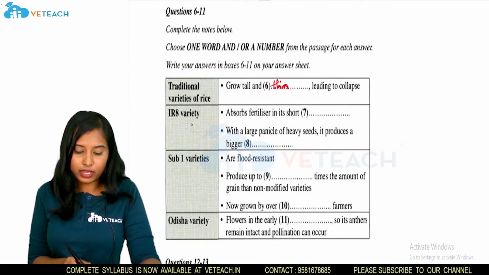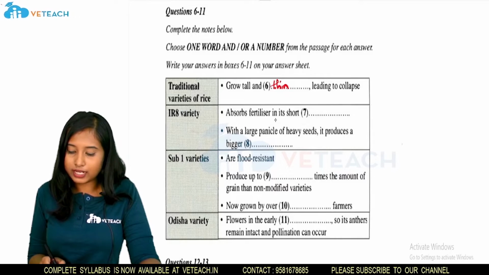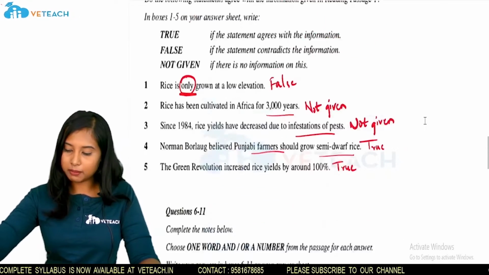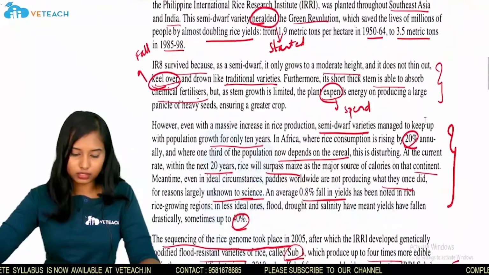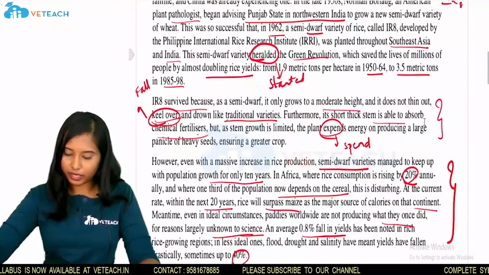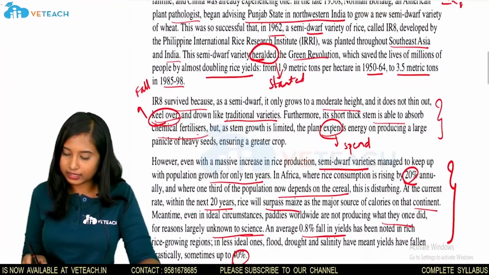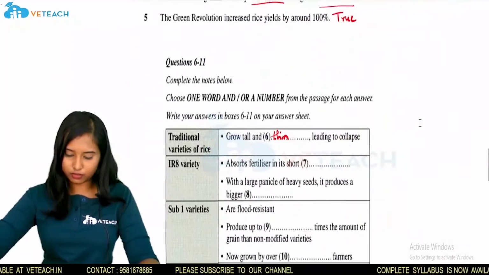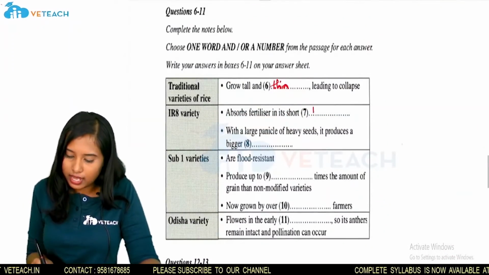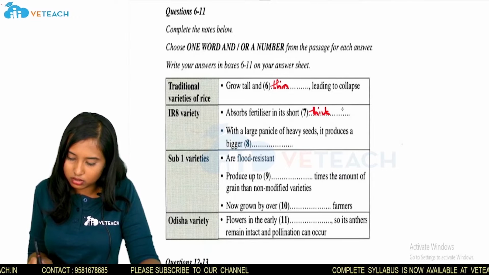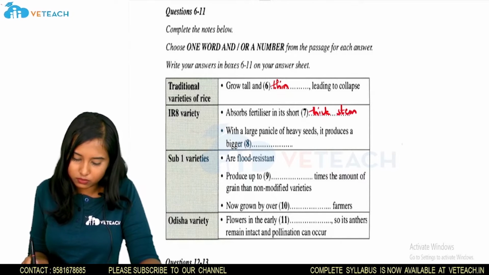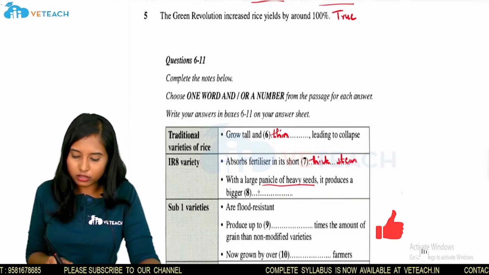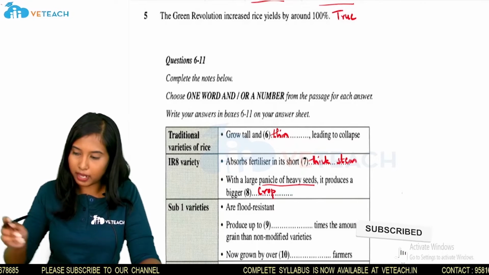What are the properties of IR8 variety? Absorbs fertilizers in its short blank. It's given in the same paragraph as before that the IR8 survived because of its moderate height and that it has a short, thick stem. So the answer to the 7th question is short and thick stem. With a large panicle of heavy seeds, it produces a bigger crop, as mentioned in the same paragraph.